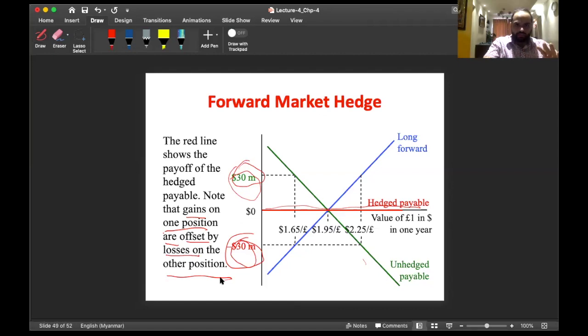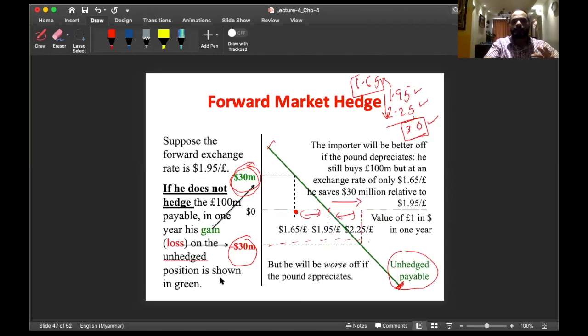Any questions regarding the forward market? Is it okay?